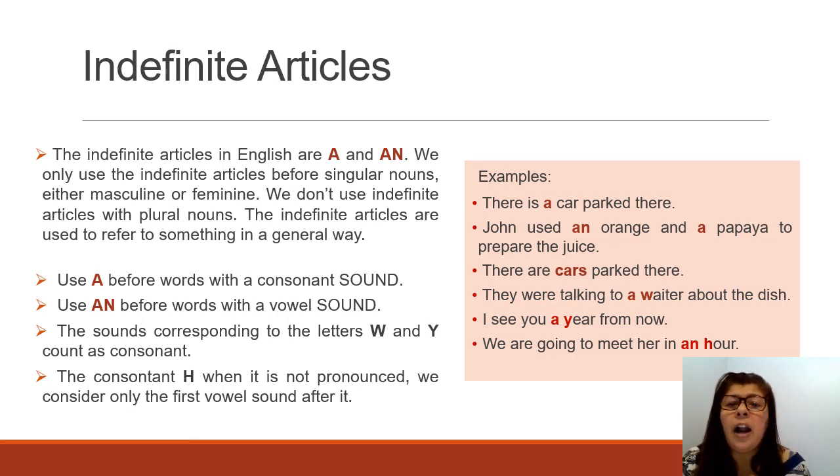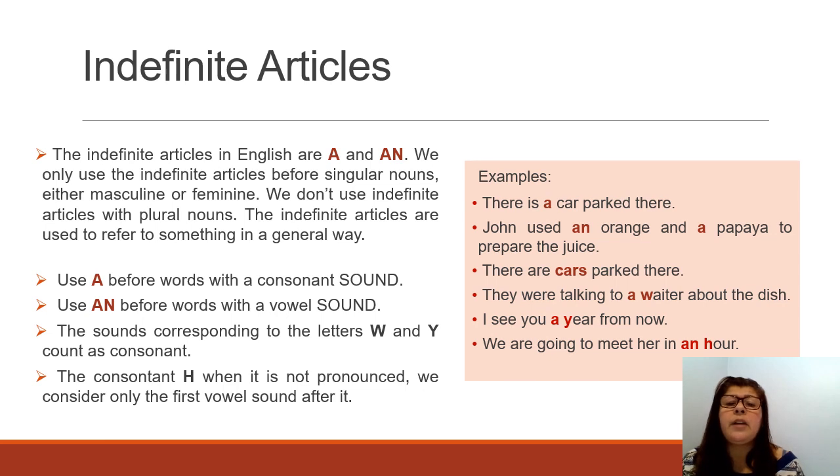So there is a car parked here. There is a car parked there. So a car. Car begins with a consonant sound, the K sound. So you're going to consider it a consonant, use a.